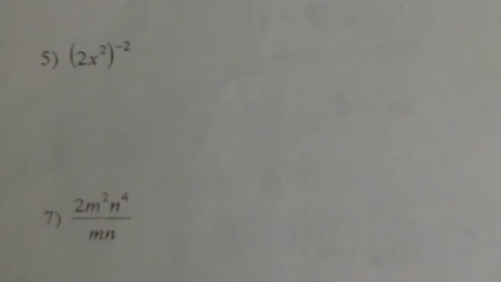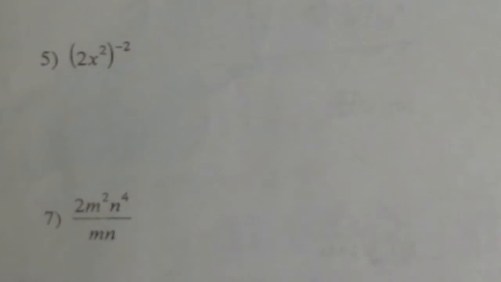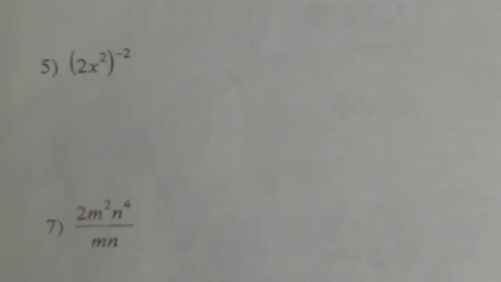All right, let's move on to the next one. I have parentheses 2x squared raised to the negative 2. Now here you've got two different roads. You can go left or right, and I can't tell you which one is better. That's why I love math. Lots of different ways to do it. You've got to do what's most comfortable and best suits you. I could go ahead and raise everything inside the parentheses to the negative 2. I can do that. But 2 raised to the negative 2, some of you guys might not know immediately what that is off the top of your head.